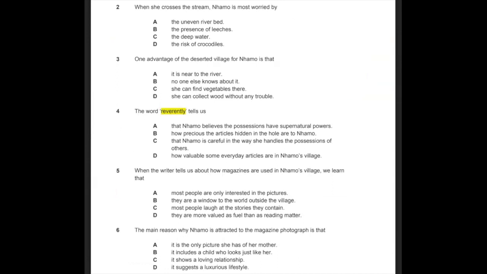So how precious the articles are. And keep in mind, it's not just a quick definition. It says the word reverently tells us, right? So it's not just the meaning of the word, it's what does this word imply in the way that it's being used. The reason the best answer for question 4 was B is because she takes the pieces of paper very, very carefully and in a very respectful way.